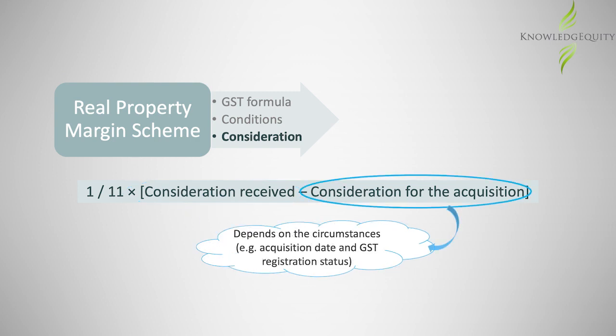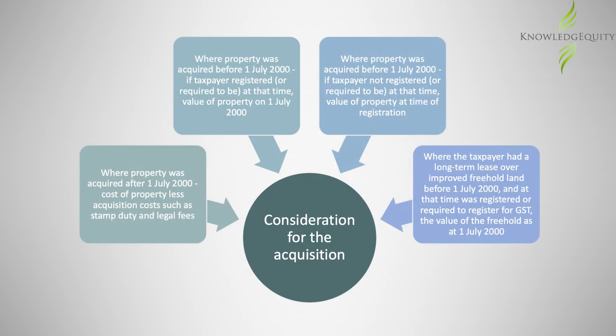However, in applying the margin scheme, the calculation of the consideration for acquisition will depend on the circumstances. There are 4 main ways of valuing the consideration for the acquisition of the property. These will depend on when the property was acquired and, if prior to 1 July 2000, when the taxpayer registered for GST.